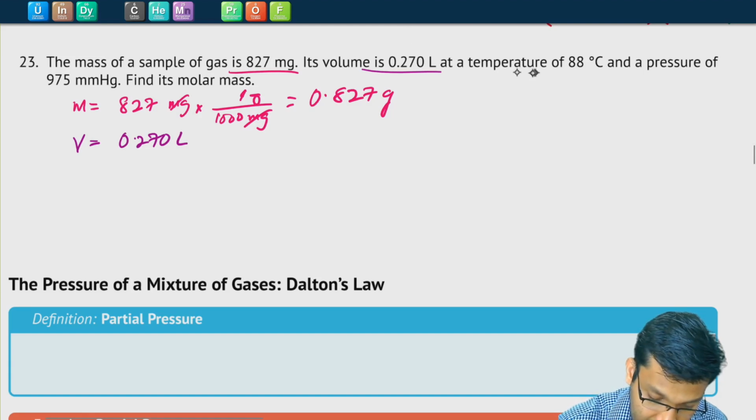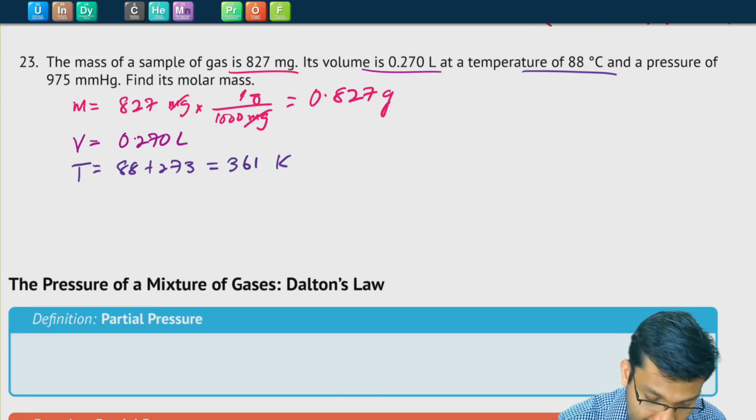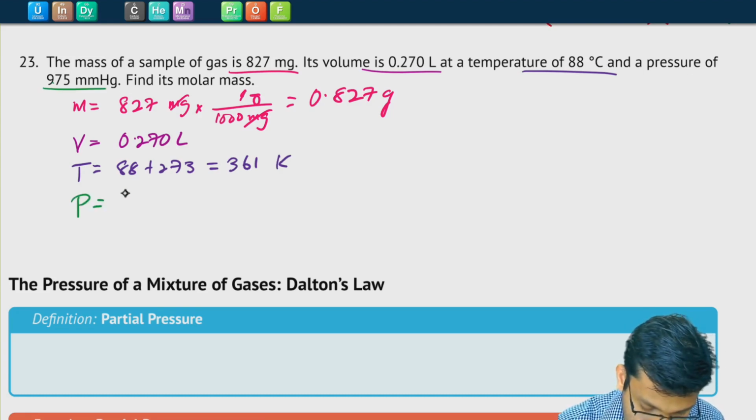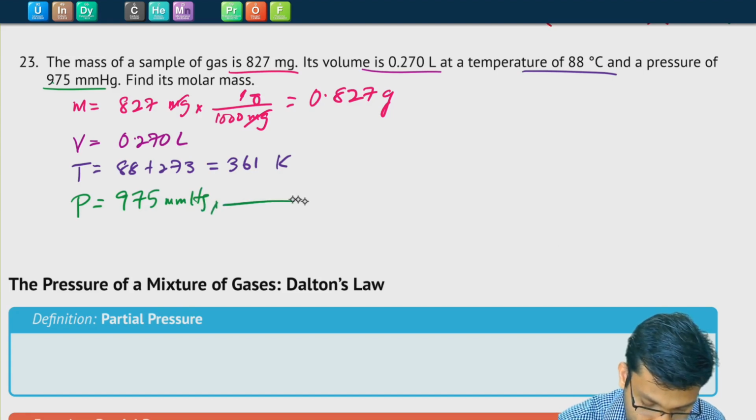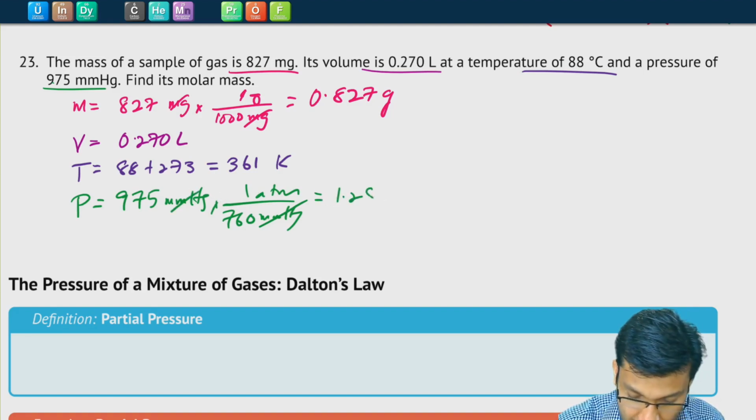They give us the temperature, 88 degrees Celsius, but if I convert that to Kelvin, I get 361 Kelvin. And finally, the pressure, we get 975 millimeters of mercury, but we want to convert that to atmospheres. And so that gives me, let me see, 1.28 atmospheres.